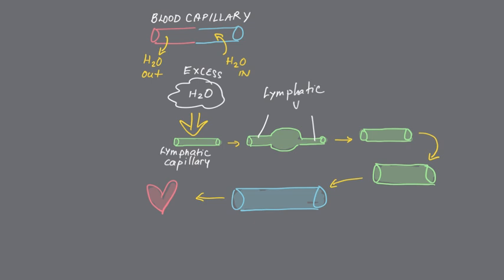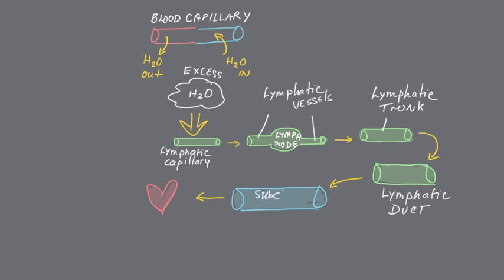There is a lymphatic vessel carrying the lymph into the lymph node and a lymphatic vessel carrying the lymph out of the lymph node. So the area that is expanded in the center is the lymph node. From the lymphatic vessels, the lymph then flows into the lymphatic trunks. From the lymphatic trunks, the lymph flows into a lymphatic duct. The lymphatic ducts then send the lymph into the subclavian vein.